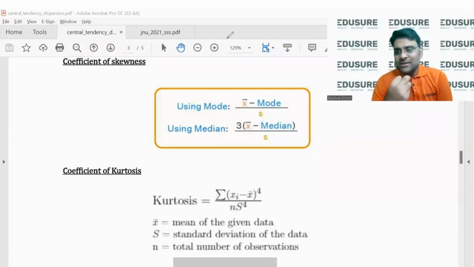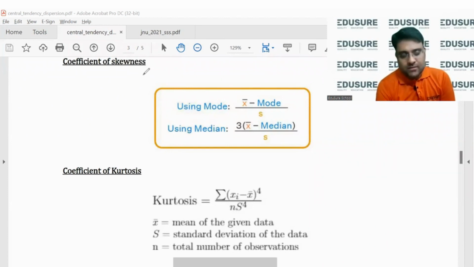So dispersion is also tackled by two different coefficients. First one is a coefficient of skewness. Now, what does skewness mean? Skewness basically means how symmetrical is the distribution. Okay, if it is perfectly symmetrical, the measure of skewness will be equal to 0.